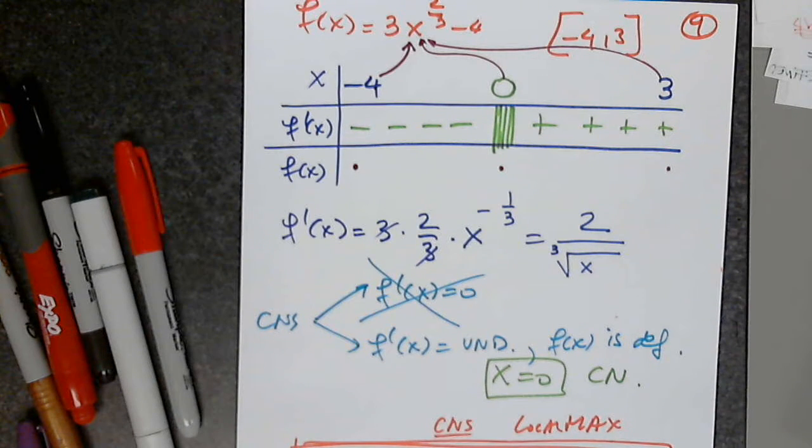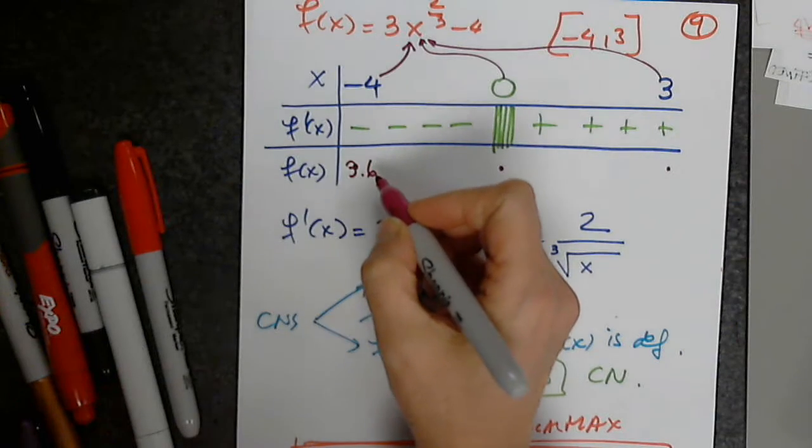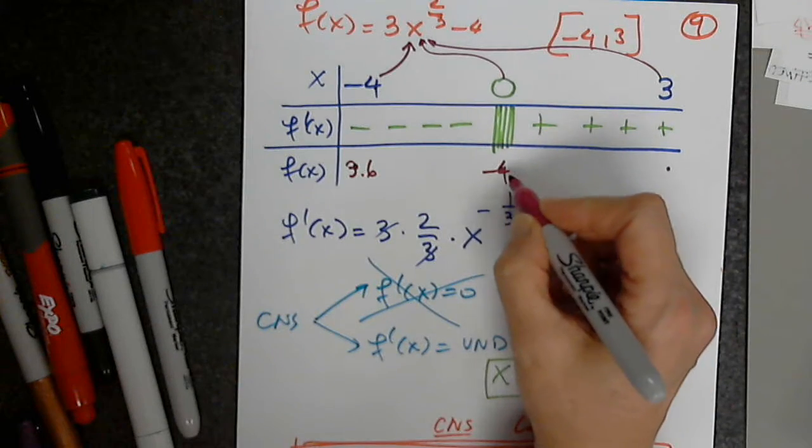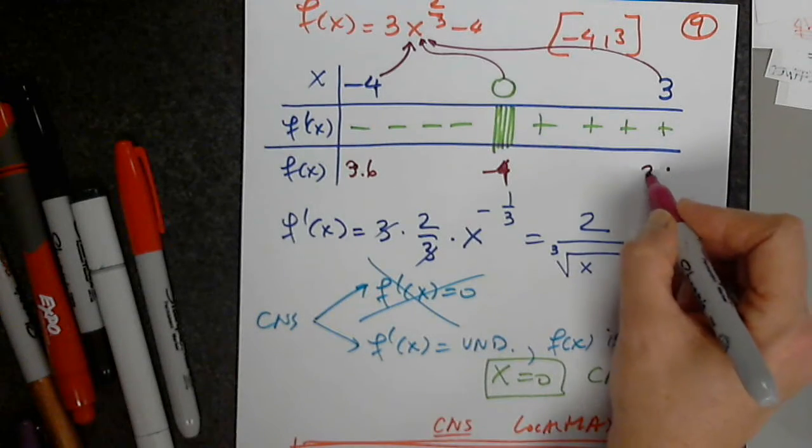Okay, -4. So now I go to second and table set. I have to reset the whole thing always. So second and table set. I plug in -4, I plug in 0, and I plug in 3. Under -4, I will write 3.6 roughly. Under 0, I would write -4. And under 3, I would write 2.2.